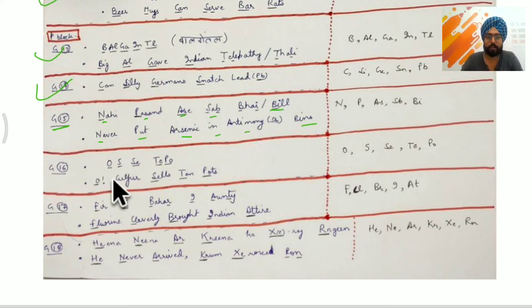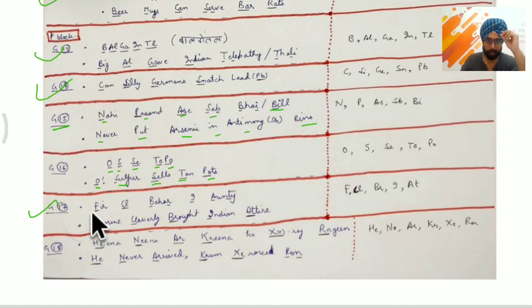Then you have the oxygen family, "O se tepo," or you can say "O se tepo." Now, what is tepo? You guys must be wondering. Well, when you are in examination and this person is asking you to show him your answer sheet, this guy is trying to copy from you, you tell him "usse tepo." Tepo means to copy. So this sentence refers to trying to copy from someone else, "usse tepo," or you can simply say, oh, sulfur sells 10 pots.